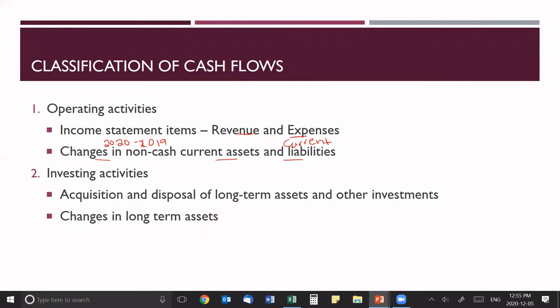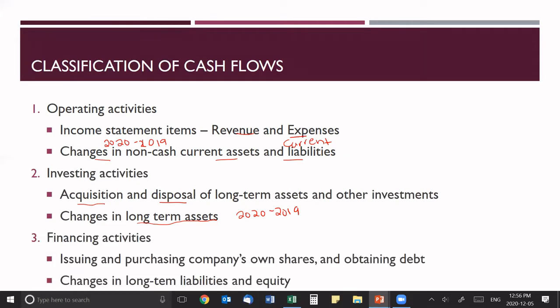Investing activities is the second section that you would put something in your cash flows. Investing activities deal with the acquisition and disposal of long-term assets and other investments. When you're looking at what to put in investing activities, you're going to put any changes in your long-term assets, so anything from 2020 minus 2019. The differences between 2020 and 2019 will show whether you acquired some assets or whether you disposed of some long-term assets. So you want to look at your long-term asset section to determine what will go into the investing activities.